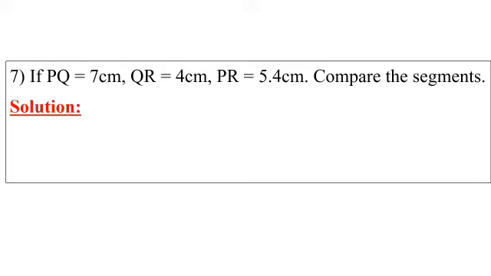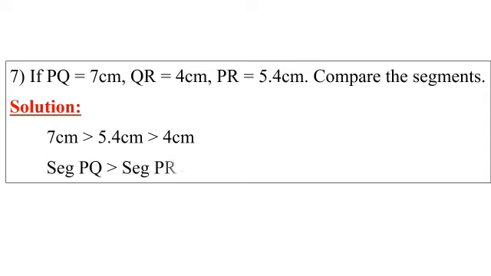So here, if you see, the biggest length is 7 cm, then 5.4 cm and 4 cm. We'll arrange these numbers in descending order. 7 is greater than 5.4, 5.4 is greater than 4 cm. So 7 cm is the value of segment PQ, 5.4 cm is the value of segment PR, 4 cm is the value of segment QR. This way we can say segment PQ is greater than segment PR and segment PR is greater than QR. I hope you have understood.